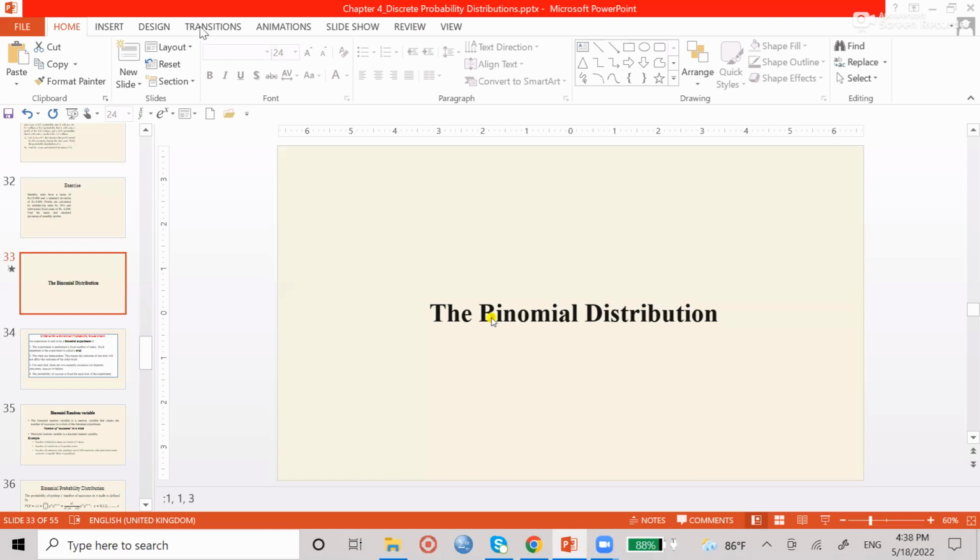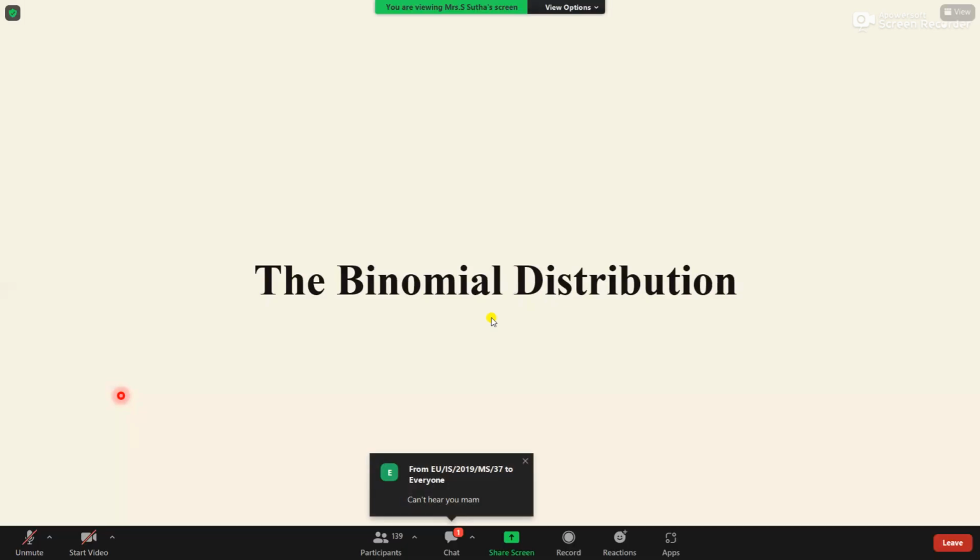So today we will start the session with binomial distribution. Under the discrete probability distribution, first we introduced the concept of random experiment.